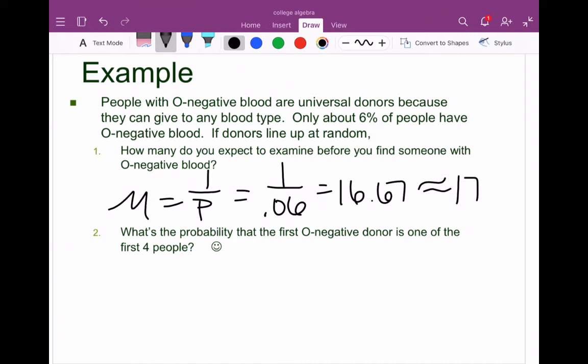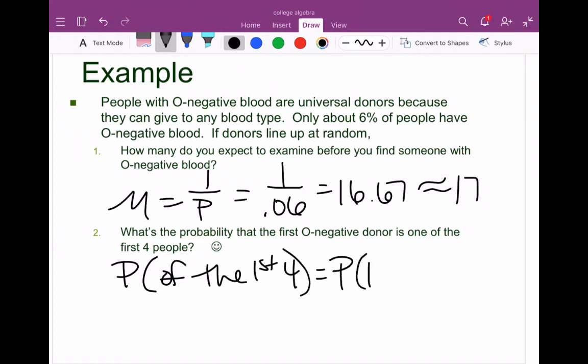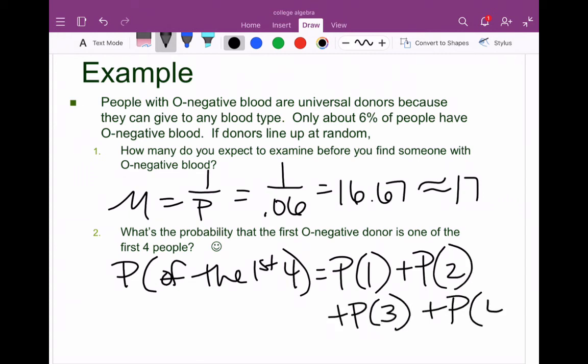people. Since we're talking about people here, we typically want to round to a whole number, because you can't have 2/3 of a person. Number 2, what's the probability that the first O-negative donor is one of the first 4 people? This one is pretty tricky. We can really do it 2 ways. We can find the probability that they are one of the first 4 by finding the probability that they are the first, plus the probability that they could be the second, plus the probability they could be the third, plus the probability they could be the fourth.